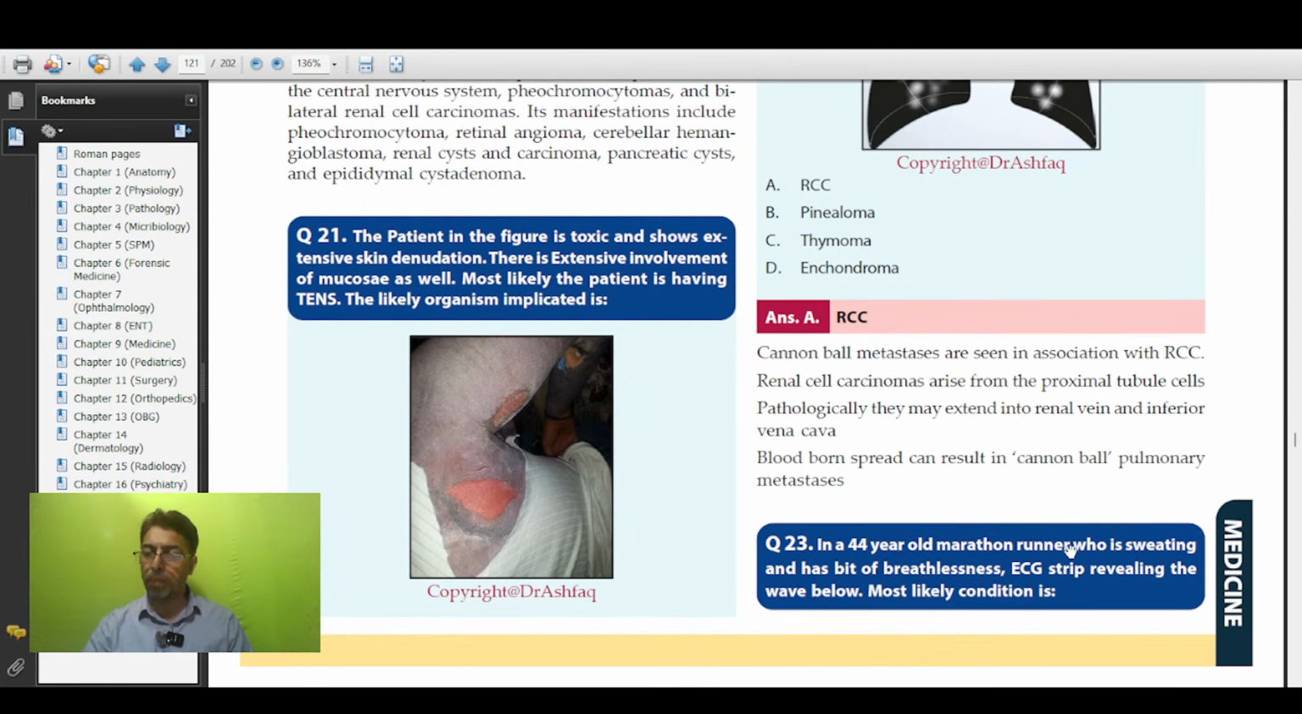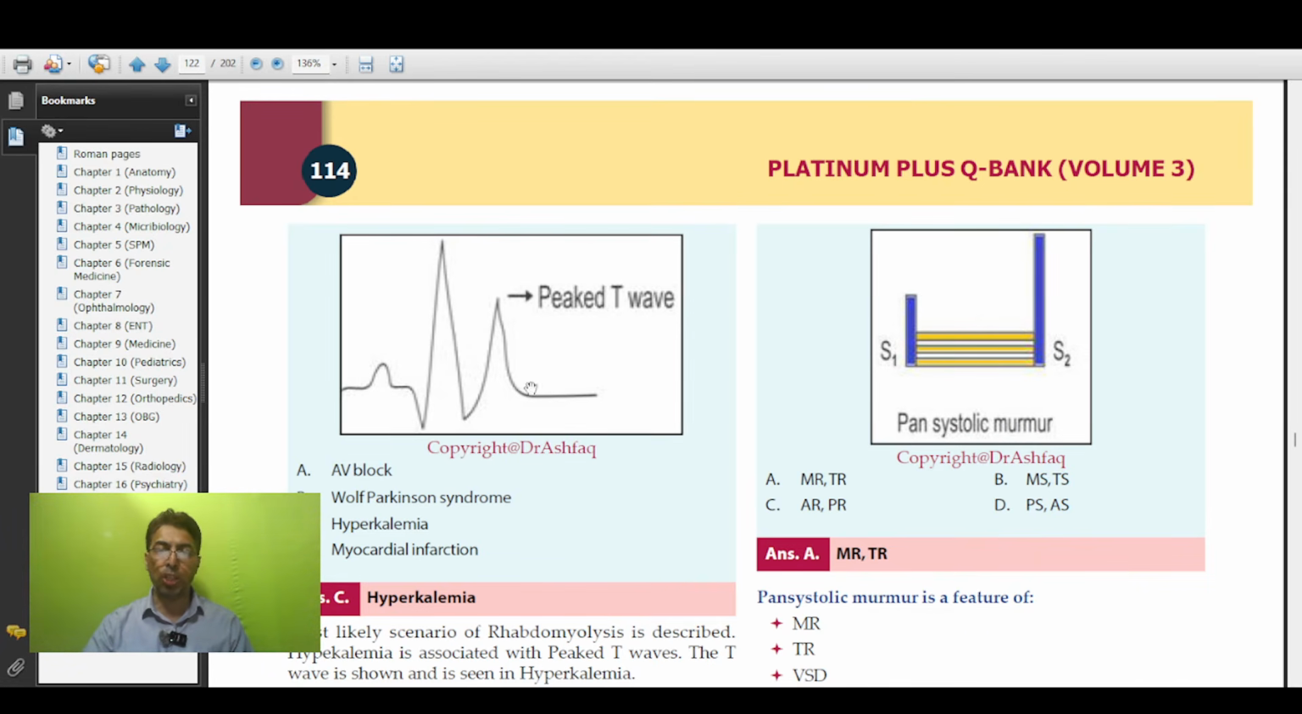In a 44-year-old marathon runner who is sweating and has a bit of breathlessness, the ECG strip reveals the wave below. Most likely condition is... So there is a marathon runner who is sweating, has a bit of breathlessness, and the ECG strip on this side is shown. As you can see, the ECG strip itself is indicated by a peaked T wave. Now over here, AV block is an option, Wolff-Parkinson-White syndrome is another option, hyperkalemia is an option, myocardial infarction is an option. So this is a question testing your ability to know in which condition we can see peaked T waves.